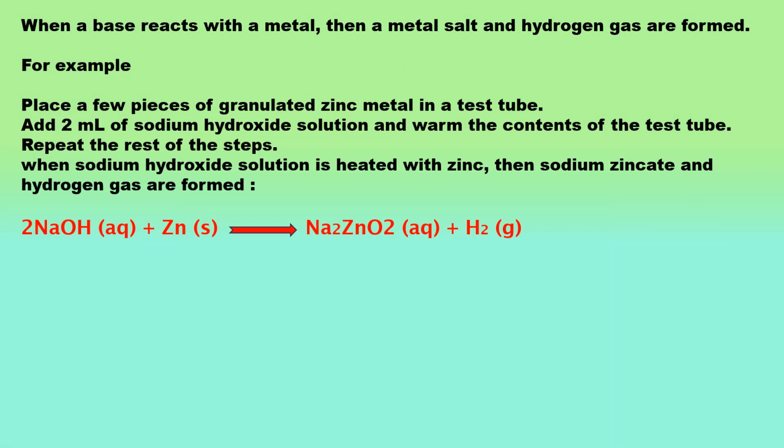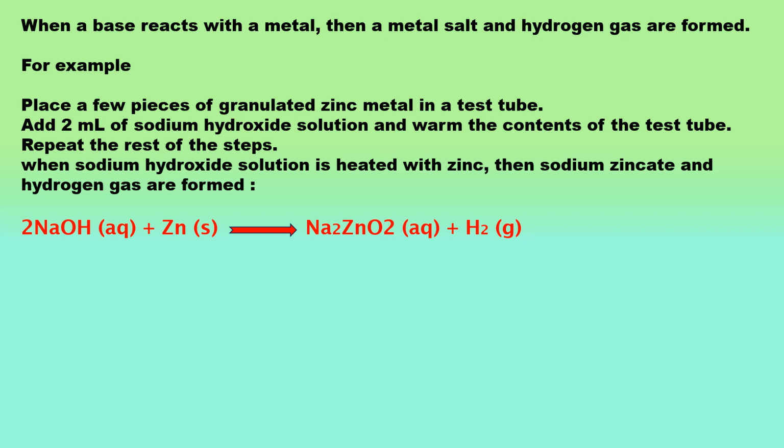When a base reacts with a metal, then a metal salt and hydrogen gas are formed. For example, place a few pieces of granulated zinc metal in a test tube. Add 2 ml of sodium hydroxide solution and warm the contents of the test tube. Repeat the rest of the steps. When sodium hydroxide solution is heated with zinc, then sodium zincate and hydrogen gas are formed.